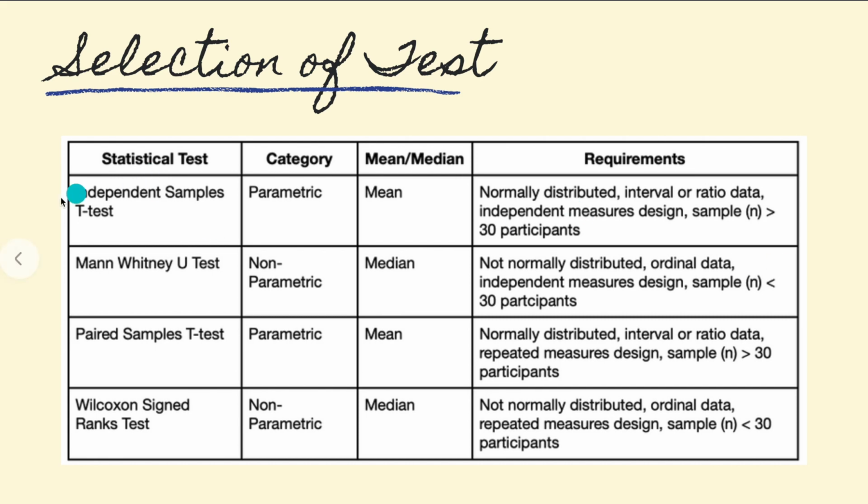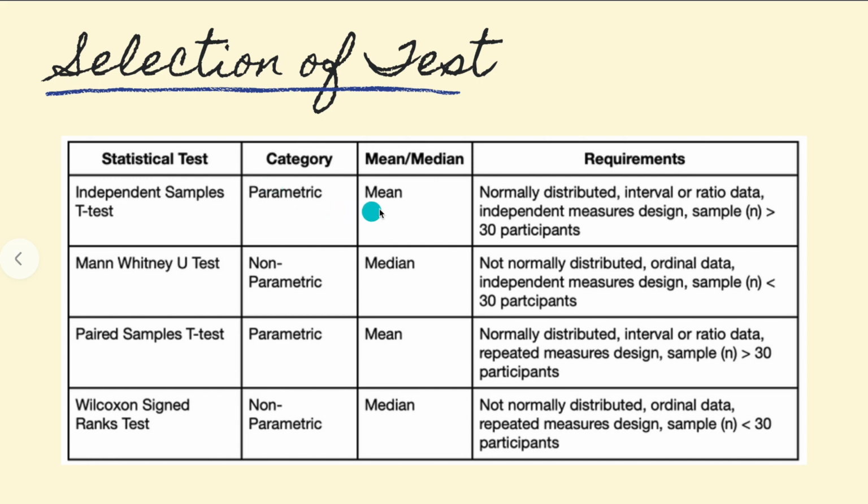And if you are going to use a parametric test and your sample is less than 30 participants, you need to ensure that you use your normality test scores in your analysis section and explain that that is why you chose an independent samples t-test or a paired samples t-test. Okay, so the first one, which is the independent samples t-test, is a parametric test.